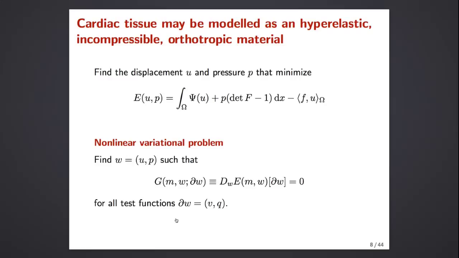So we'll be enforcing this incompressibility constraint in a mixed formulation. So we'll introduce this constraint here, multiplied by pressure p, which acts as the Lagrange multiplier, and we'll aim to minimize the total energy. So instead of finding the displacement here, we also find the pressure p, and minimize that. And by the standard manipulations, you obtain a nonlinear variational problem by taking the derivative of E with respect to u and p, setting that equal to zero, which is what this notation here denotes. This is in variational form, so this is supposed to be zero for all test functions.